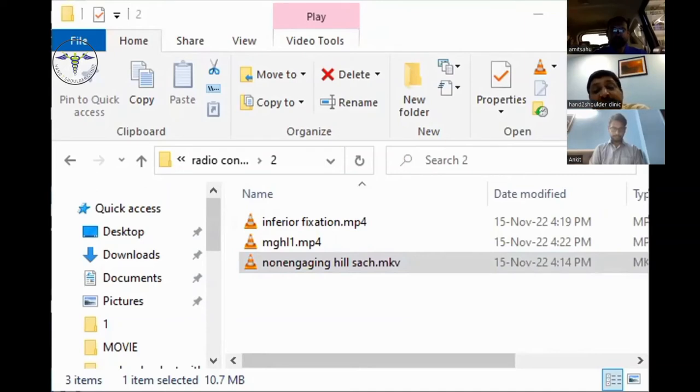Okay. This is non-engaging. As you can see, it has a very small defect, as you were appreciating in the MRI also. And whatever we are trying to do, it is not engaging with the anterior cortex. So it is non-engaging, or it is on track.